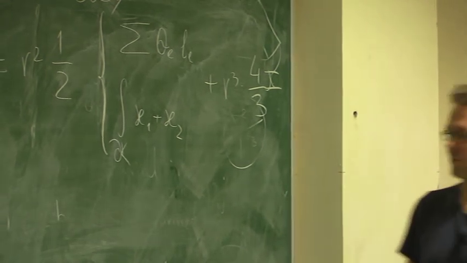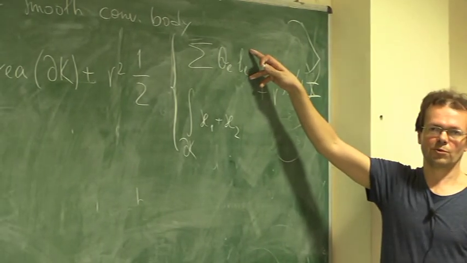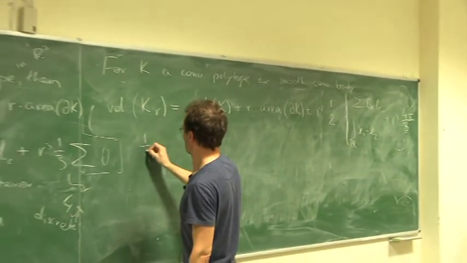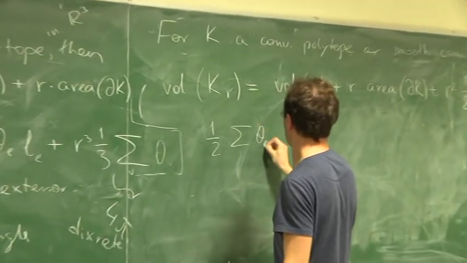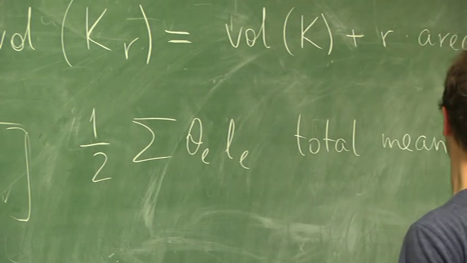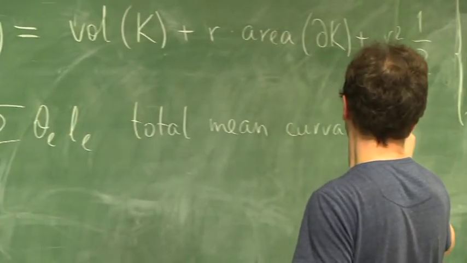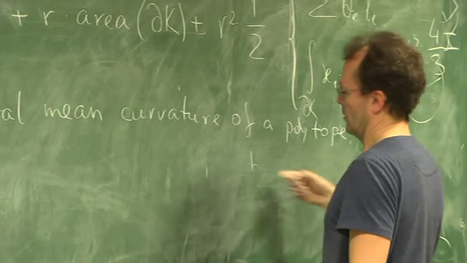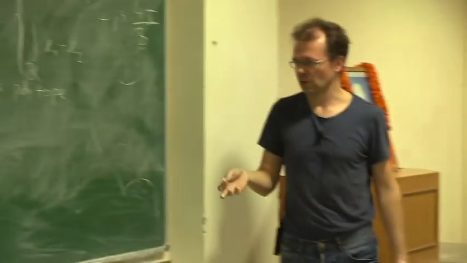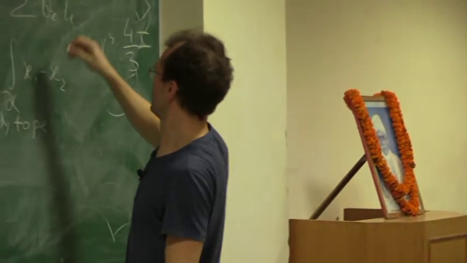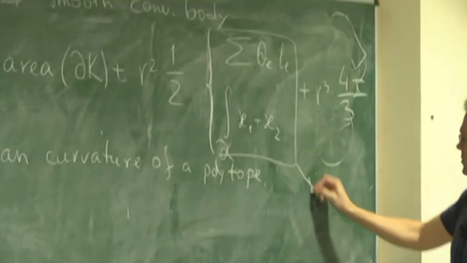Good. So if one looks at that formula, then one understands why this expression is usually called the total mean curvature of a polyhedron. So 1/2 the sum of theta_e L_e is the total mean curvature of a polytope. Well, that's just giving a name by analogy. But in fact, there are much more serious things happening here. In fact, this expression, which I should call somehow, will be called S of K.